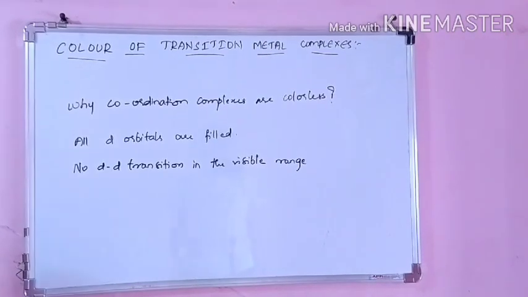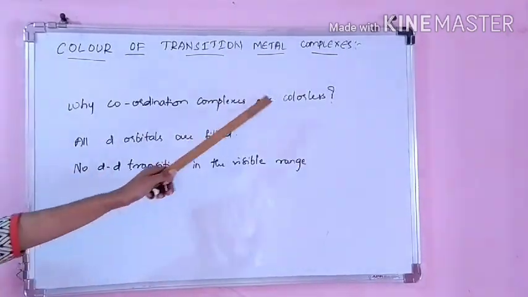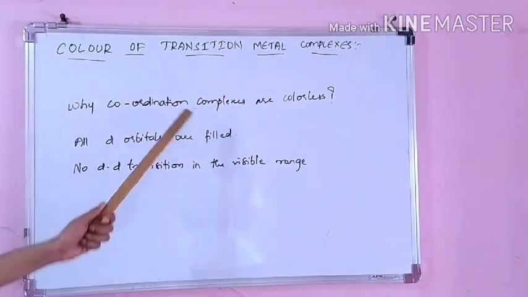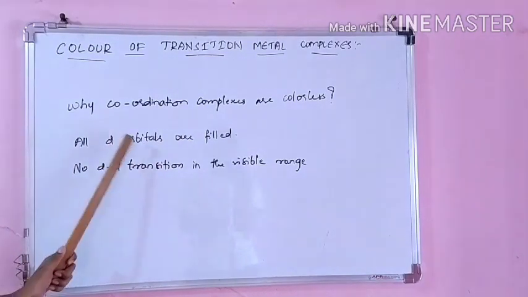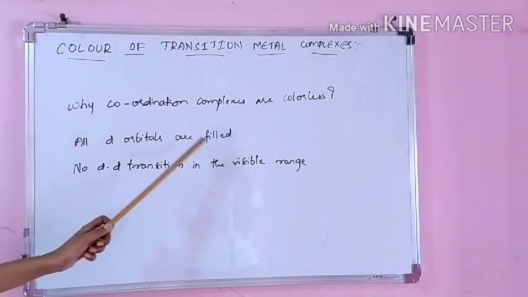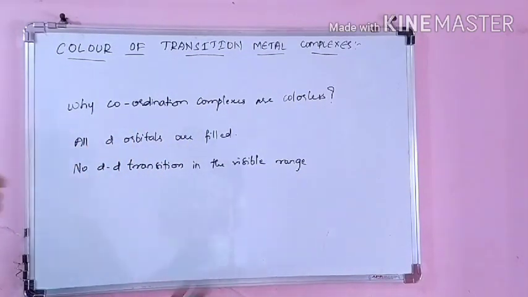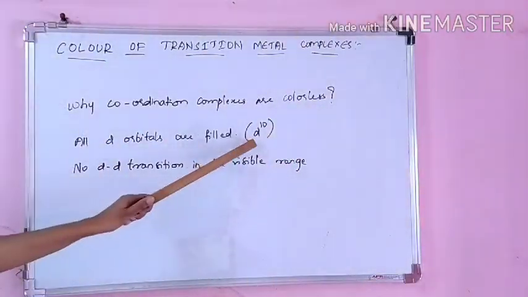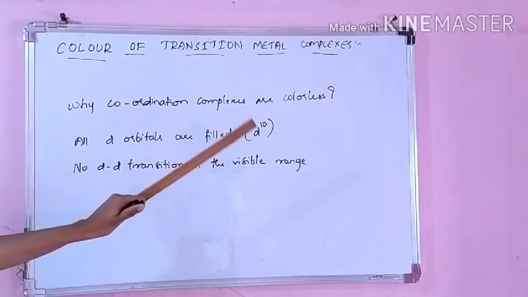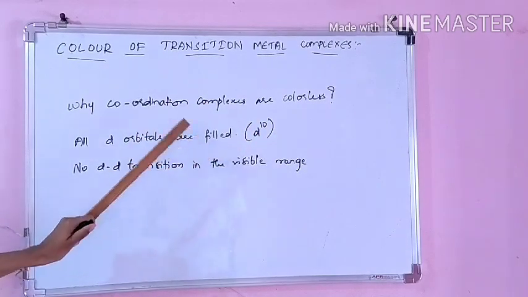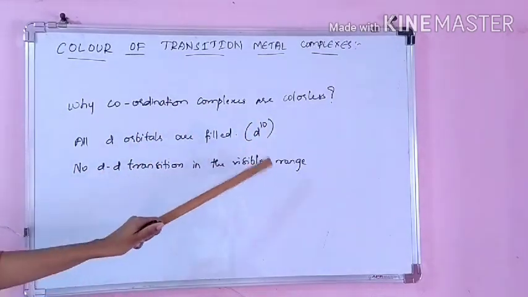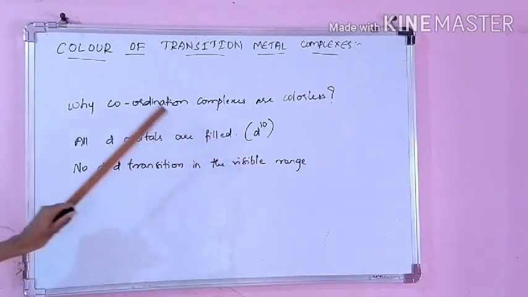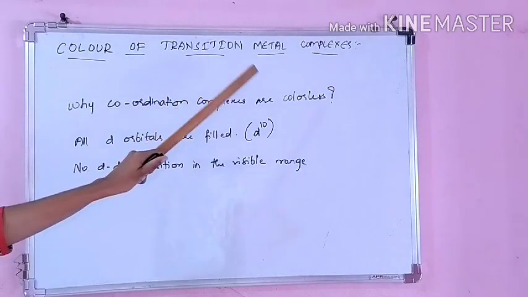Now the other part is that some coordination complexes are colorless. Now we will understand why they are colorless. I had explained this earlier also, but now we will understand it thoroughly. All d orbitals are filled, meaning a d10 configuration. If there is a d10 configuration, with all orbitals filled, then your coordination complex will be colorless. There is no d-d transition taking place in the visible region. This is the reason why these coordination complexes are colorless.